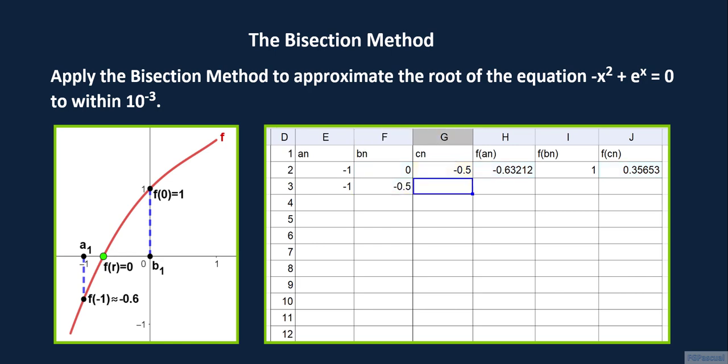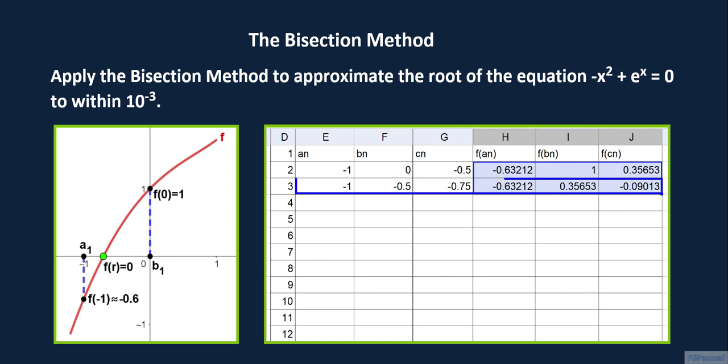For the midpoint of this new interval, we drag the handle of c sub 1, or cell G2, to cover cell G3. Then we calculate the y values for the second iteration entries by dragging the handle of the y values from the first iteration. We now propagate the formulas of the second iteration to an appropriate number of rows to get an estimate that is within 1/1000th of the exact solution x equals r.